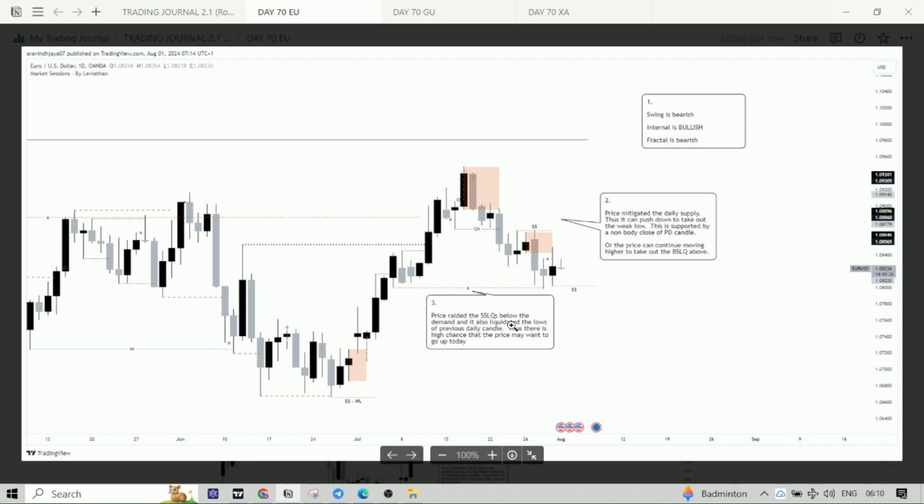Price raided the sell side liquidity below this one. Sell side liquidity is below the demand, and it also liquidated the lows of the previous candle. Thus, there is a high chance that the price may want to go up today. This is actually yesterday's annotation, go ahead and delete it. It's my fault. Only these two are there. So what I'm thinking is today the price will be bearish.